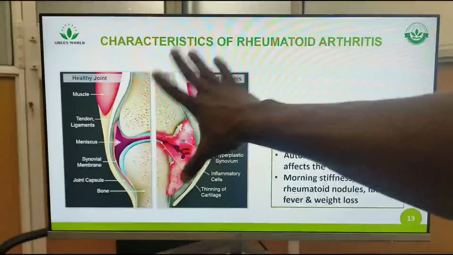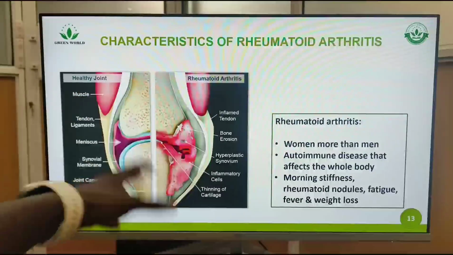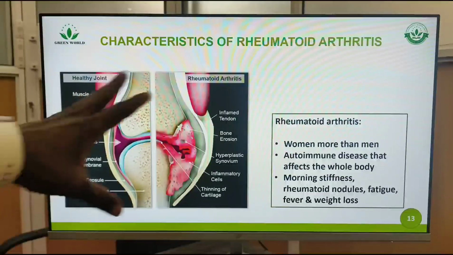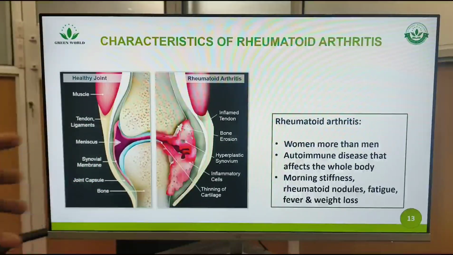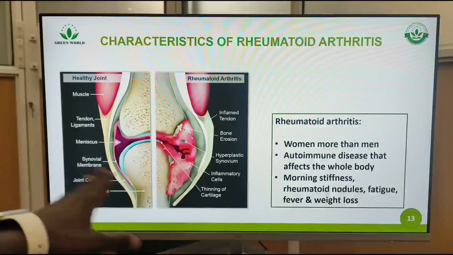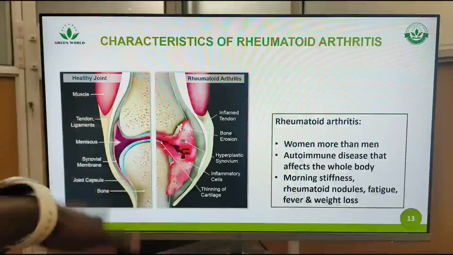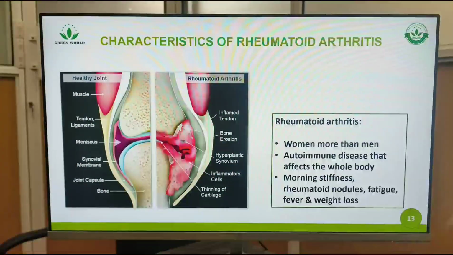So as you can see, this side is a healthy joint. These are muscles, and your bones are inside. So the muscles, those who go to gyms, like Kegel exercise, you have to develop the thighs. So these are the muscles that operate. Then we have tendons or ligaments, we have meniscus, synovial membrane, joint capsule, and then we have the bone inside. Then this is rheumatoid arthritis, a joint that has been attacked.